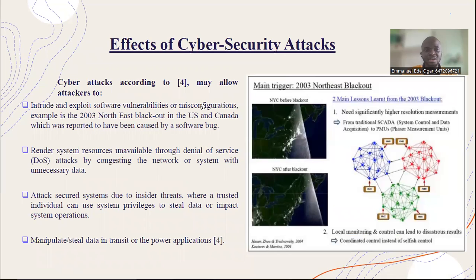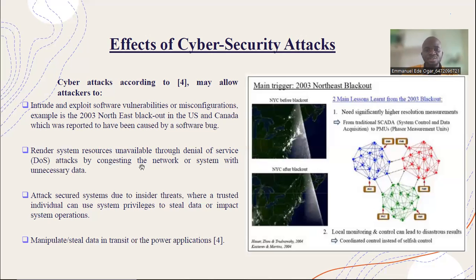Cyber attacks may allow attackers to intrude and exploit software vulnerabilities or misconfiguration. An example of this was the 2003 Northeast blackout in the US and Canada that was reported to have been caused by a software bug. So this is the image of the blackout in 2003, affecting parts of the USA and some parts of Canada. Cyber attacks may also allow attackers to render system resources unavailable through denial of service attacks, by congesting the network or system with unnecessary data.